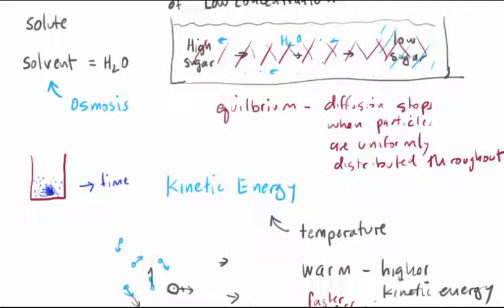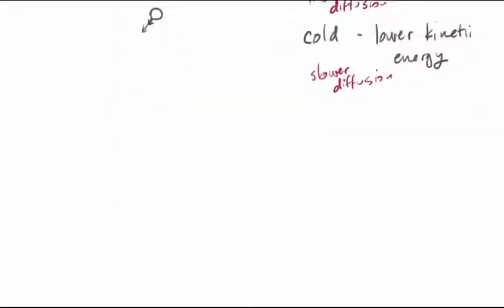The time between which we actually have a concentration gradient, where we add the drop of blue dye, until we have diffusion equilibrium, where the blue dye is uniformly distributed throughout, that's going to be the way in which we determine how fast diffusion is taking place. So that kind of covers our first little experiment in our laboratory today.